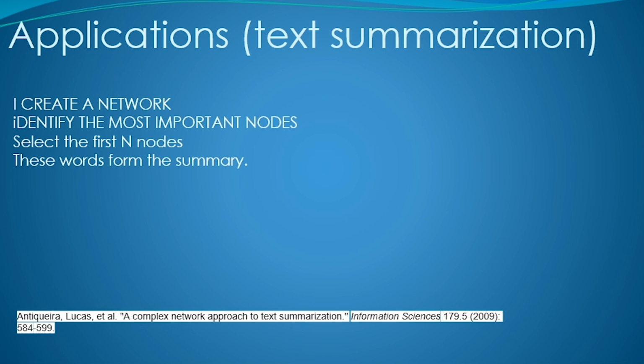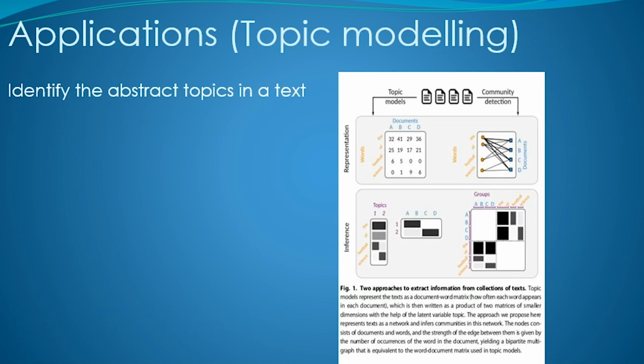Another application is to identify what are the topics in a text, in a document, what are the topics available. For example, I see words like cattle, field, grass, maybe.